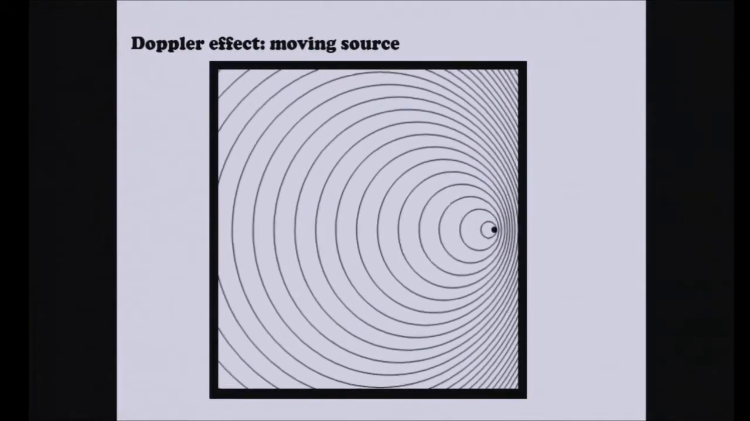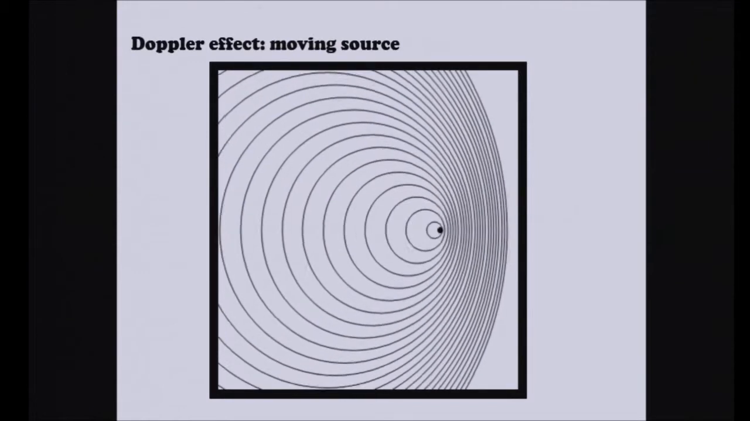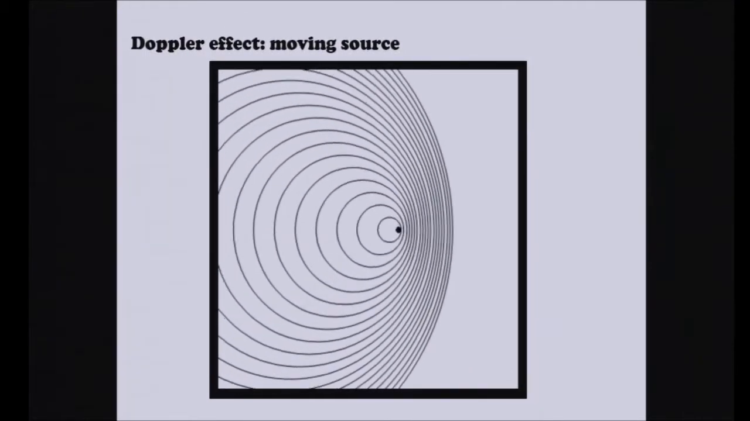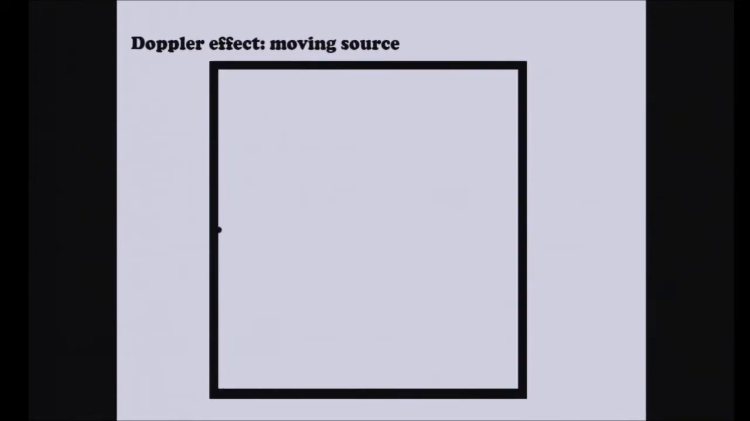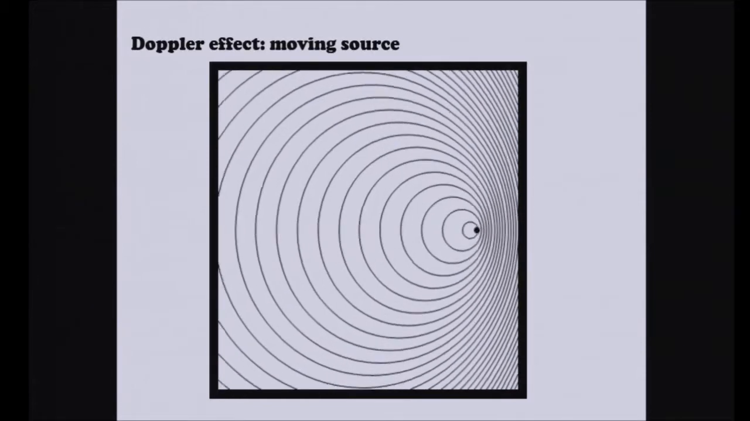So here, in this animation, we have a source that's emitting sound, and it's moving. I want to make a parallel because we did study Doppler effect once before in special relativity. So let's remember how Doppler effect for light worked.